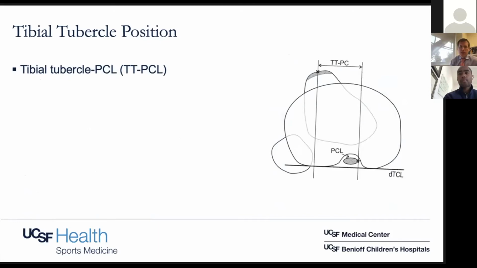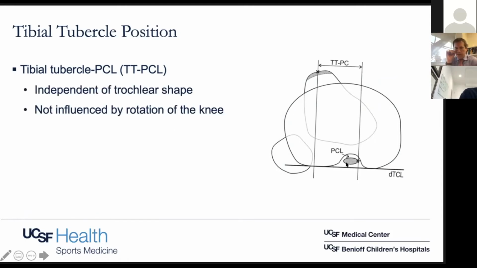Okay. And then an additional measurement is the TT-PCL. So this is similar to TT-TG. You're looking at just that lateral offset of the tubercle, that increased lateralization of the patellar tendon attachment, but referencing off of the PCL instead of the trochlea.